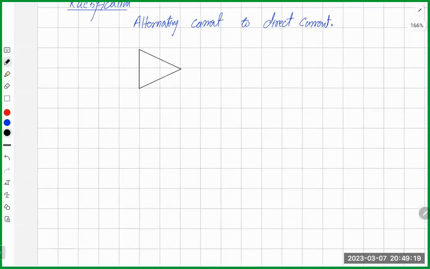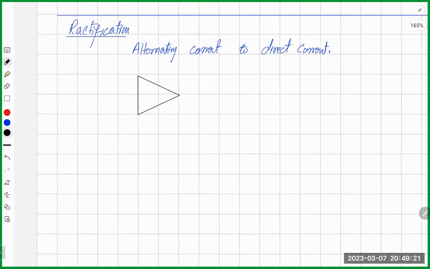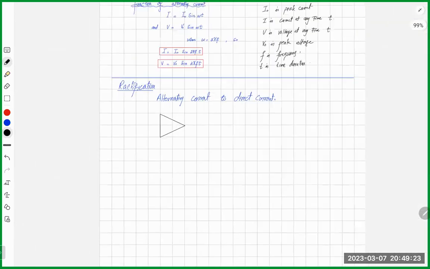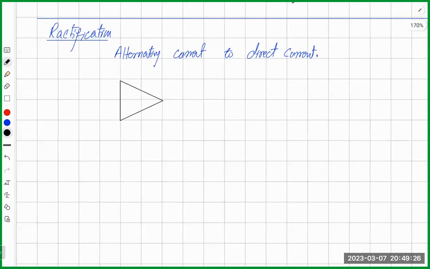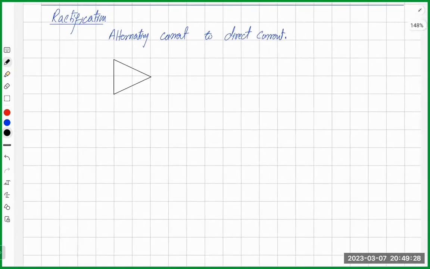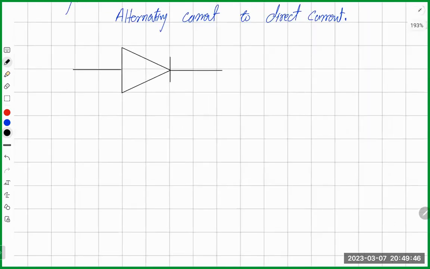In the last lesson, we were studying alternating current and different ways of representing it, and we ended at rectification. Now, what is rectification? It is the conversion of alternating current to direct current, and in order to do that, we use a diode. A diode is a combination of two semiconductors, P-type and N-type. They are sandwiched together and they allow current to move in one direction.